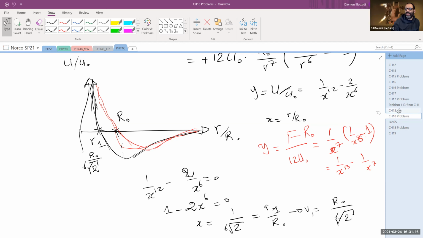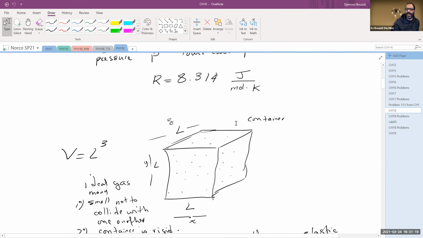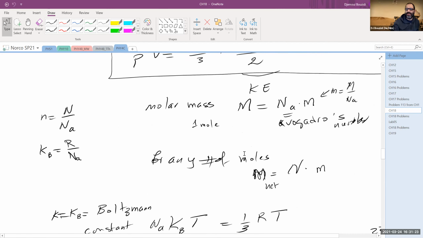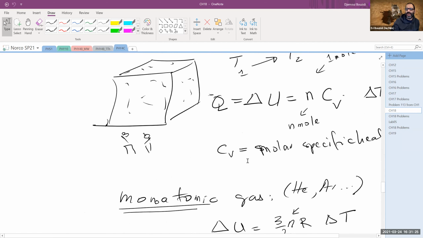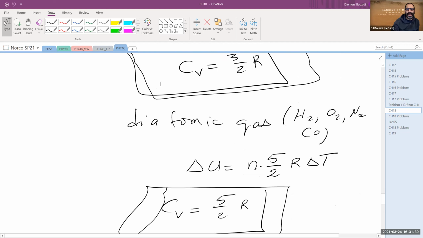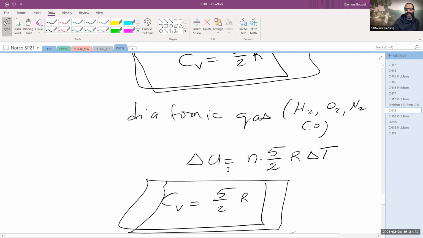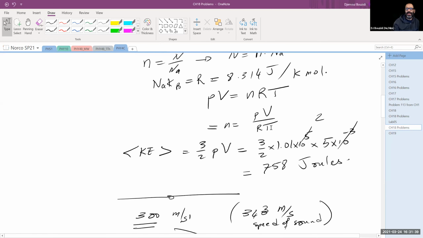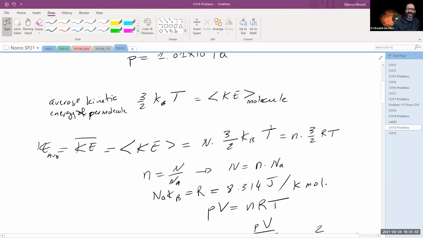Anyway, here is the discussion that I was referring to. When we calculated CV, if you remember, CV turned out to have 3 halves of an R for a monoatomic gas, and for a diatomic gas, it's 5 halves of an R. And this problem, hydrogen, is actually a diatomic gas. But I'm not trying to find the change in the energy of the system. I'm trying to find the kinetic energy only due to translation.